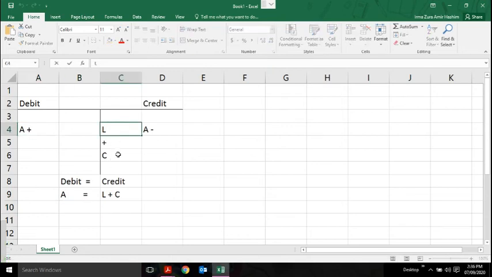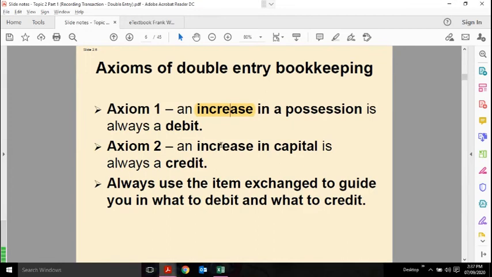So now when your capital increases, for example, another example of a capital increase, let's say Diane has already run the business for 6 months, and now she has extra funds and she wants to put additional capital into her business. Then you have to record it as additional capital, and you should record it on the credit side because there's an increase in the capital, so you record it on credit.